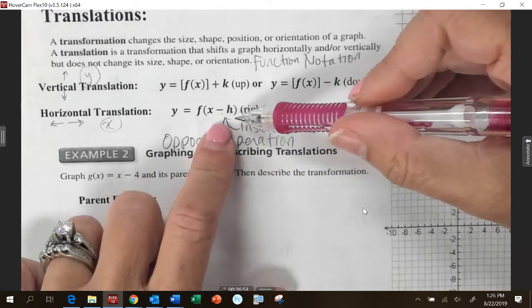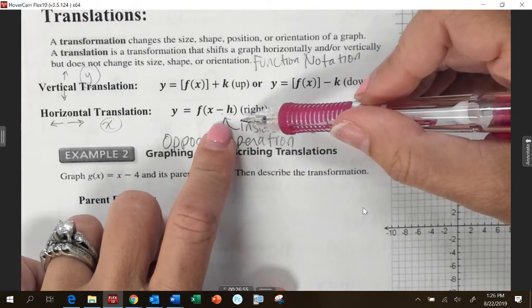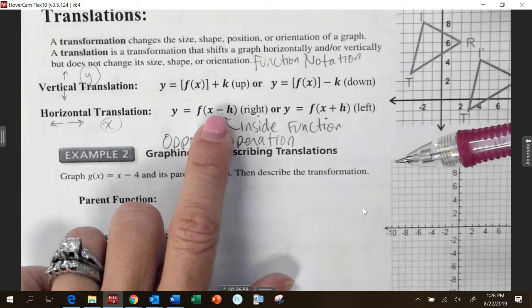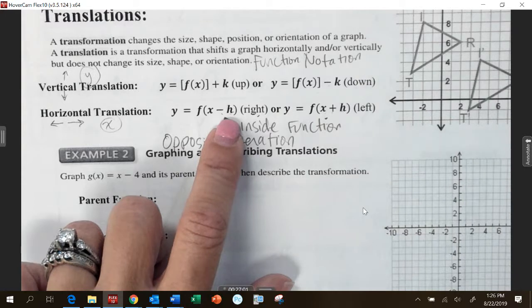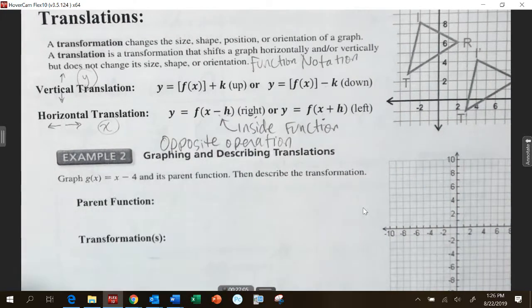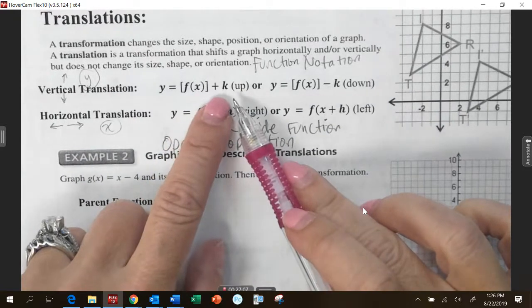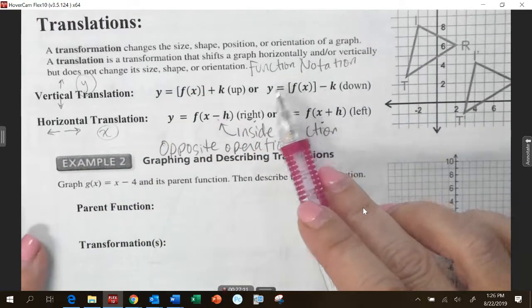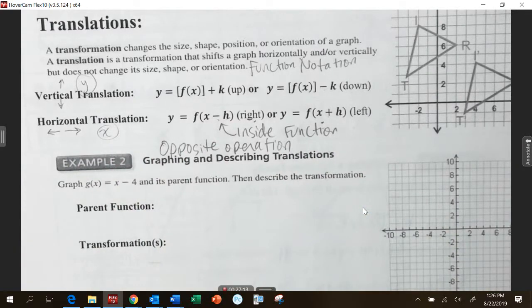If it's inside of the function, it's going to be horizontal, and it's going to be opposite of the sign that is there. So if I do subtract h, it doesn't go to the right, it goes to the left, it goes opposite. If it's outside of the function, it's normal, like up is plus. And it's vertical if it's outside the function.